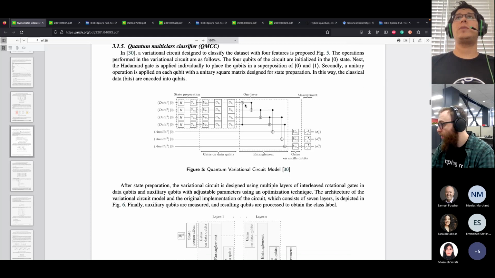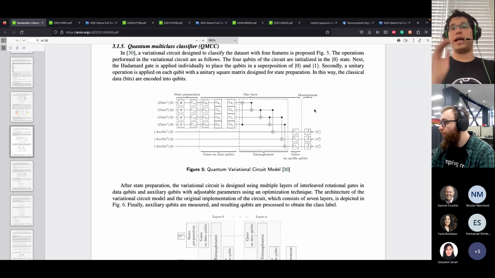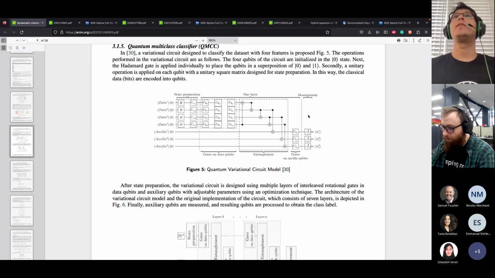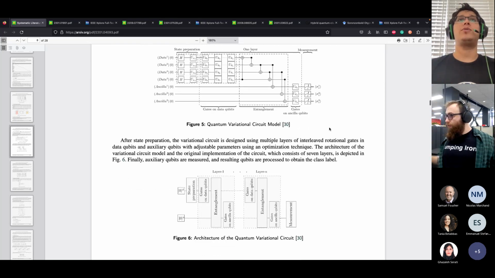So that's one thing to keep in mind. But one way to reduce this is to do mid-circuit measurements, or to reduce it at the end with the measurements. So this is probably what they do here. As you can see, these wires do not continue. So they probably just measure the qubit to try to solve this problem of the barren plateaus.